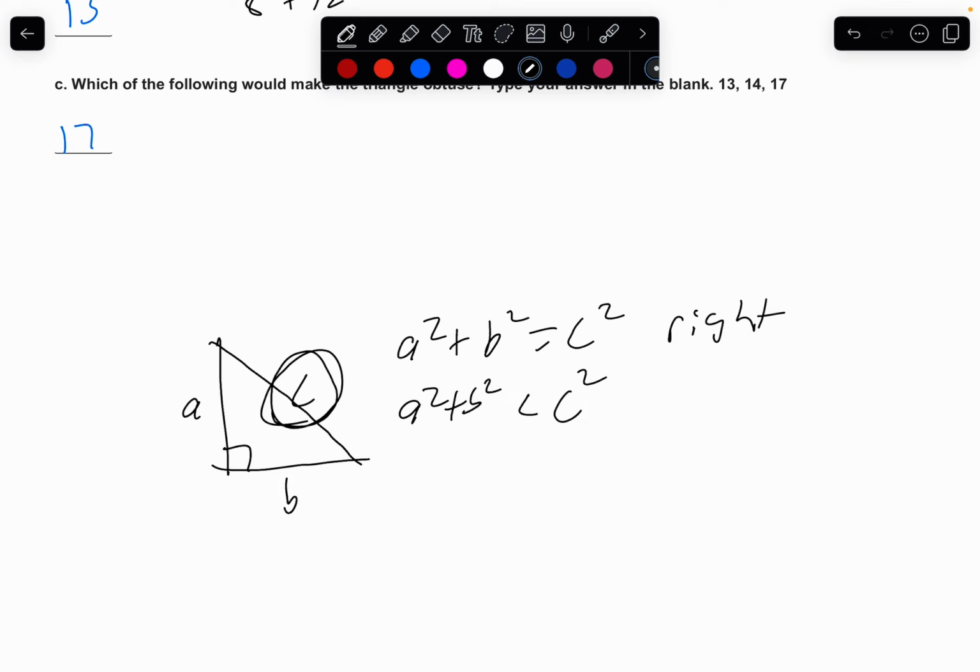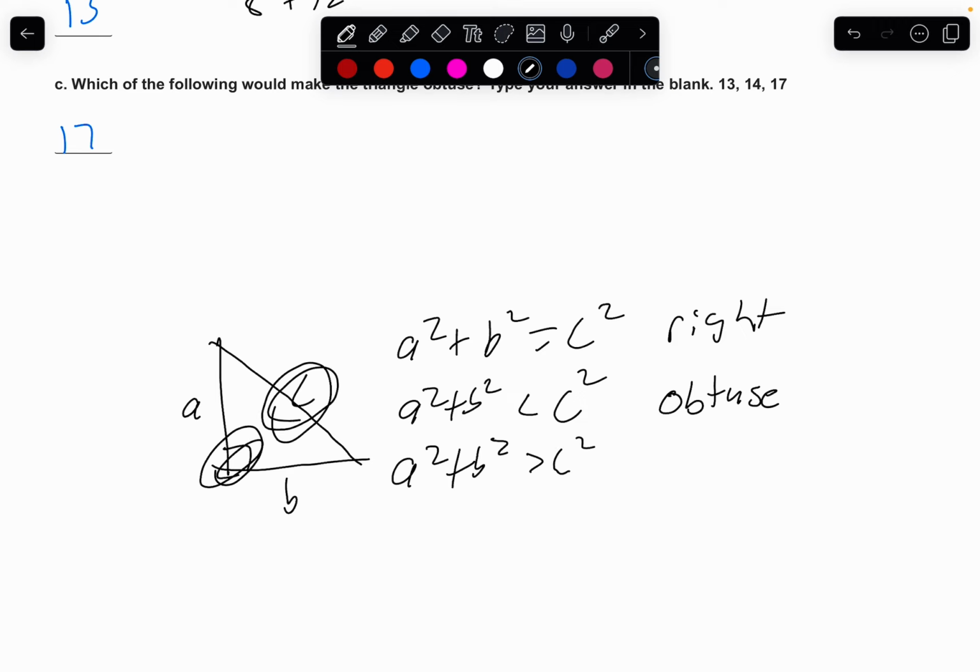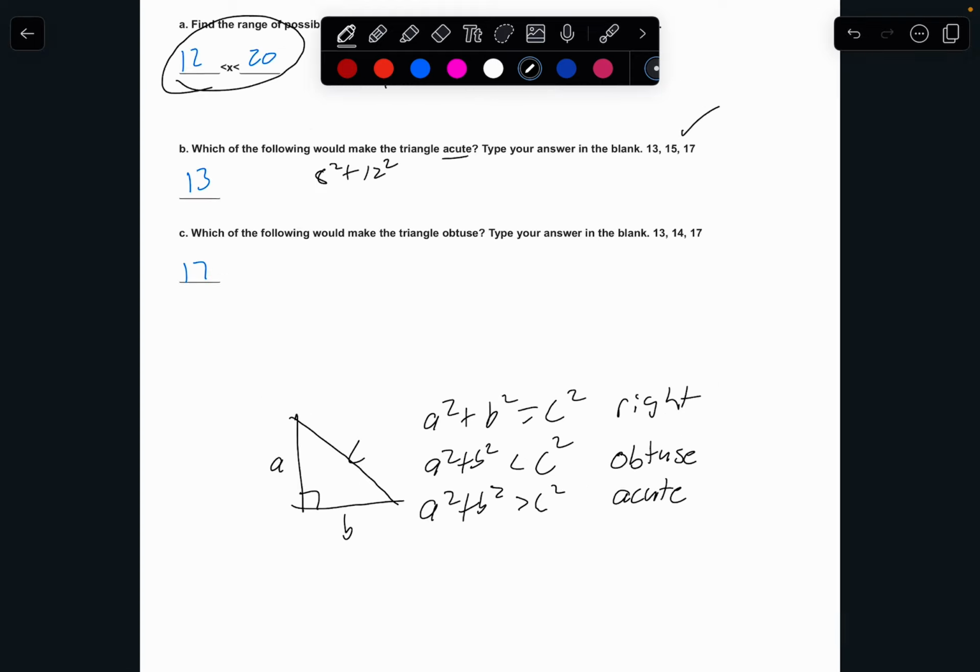If this side gets bigger, then 90 had to get bigger. That would make it an obtuse triangle. And what happens as c squared gets smaller? Well, if this side gets smaller, then 90 has to get smaller, making it an acute triangle. All right.